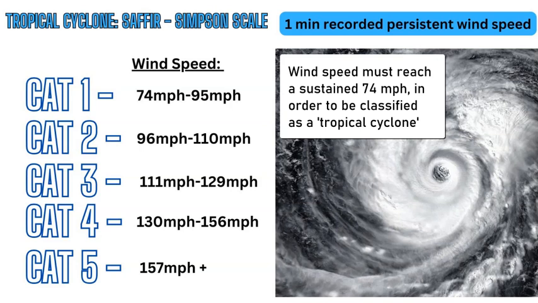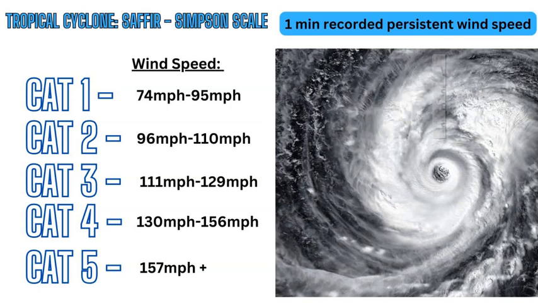But the cyclone itself has to exceed 74 miles per hour in wind speed to even be called a cyclone or a typhoon or a hurricane. Now, Category 1 goes from 74 to 95 miles per hour, Category 2, 96 to 110, Category 3, 111 to 129, Category 4, 130 to 156, and anything above 157 is categorized as a Category 5, the largest on the scale. Now, this has been in place again since 1973, and they haven't modified it.